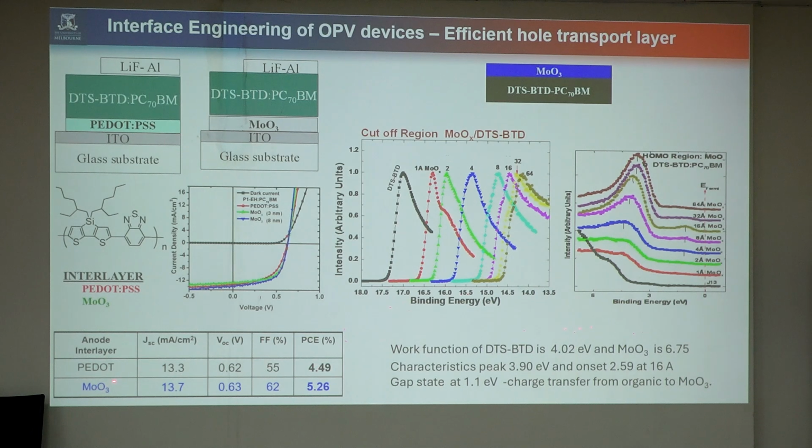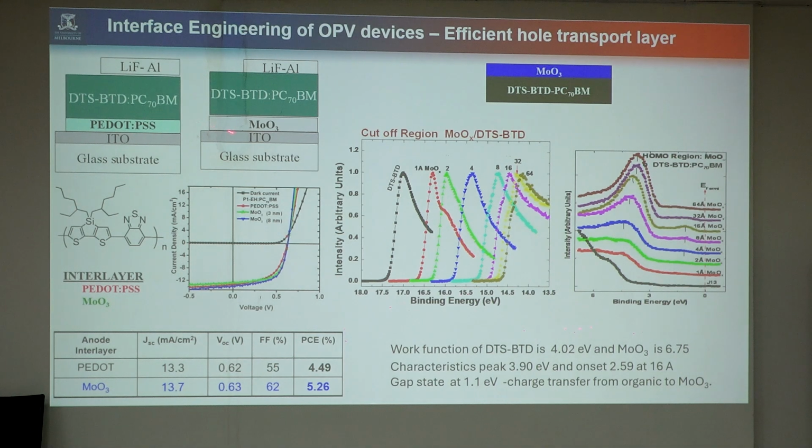4.4. But when you use moly oxide, just replacing the PEDOT basis with moly oxide, we see an improvement in device performance, especially in fill factor. At that time we were wondering why the moly oxide is giving this much enhanced performance. Then we went and studied it with UPS. I think you might have said what UPS is doing. So this is the secondary cutoff of UPS.